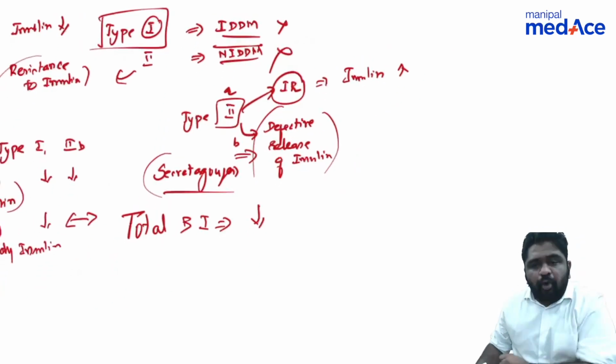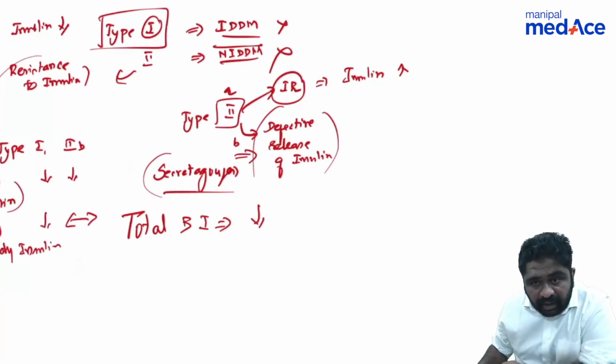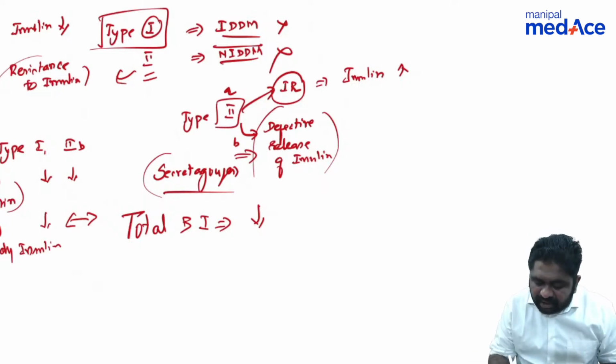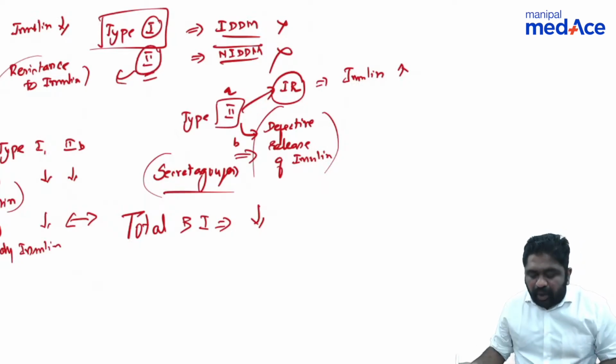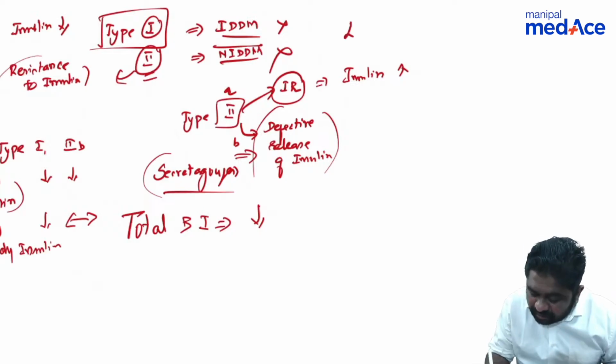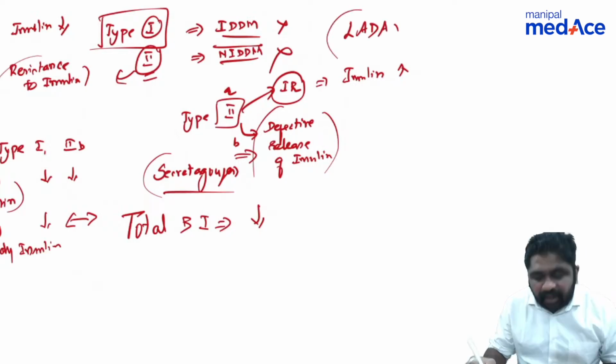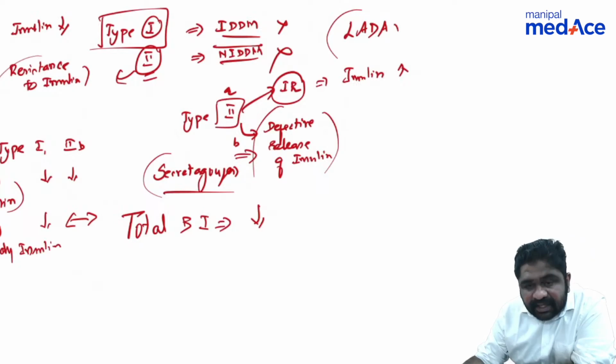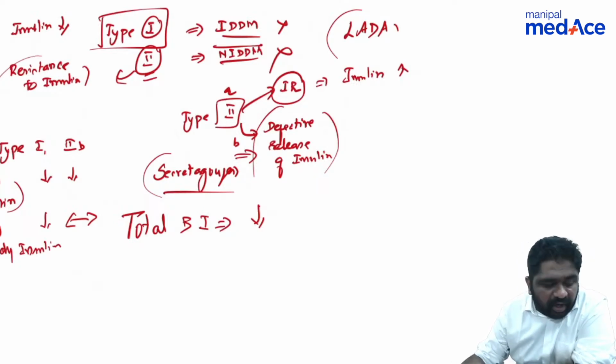Now coming to the point, why I should not call type 1 as IDDM and type 2 as NIDDM. See, if I think of type 1 and 2 as IDDM and NIDDM, we forget the concept of LADA. Now tell me, in LADA, what are the insulin levels, high or low? I've told you already enough information. Tell me, in LADA, what are the insulin levels, low or high?